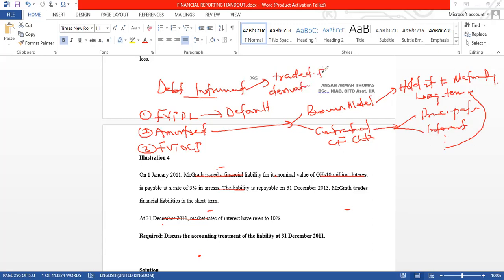We have traded financial liability and derivatives. These things are traded. Like I said earlier, they are the options, swaptions, hedges, all those things that you use to hedge. So if the question gives you a clue here that they trade in financial liability, then it means that we need to go through and apply our default.